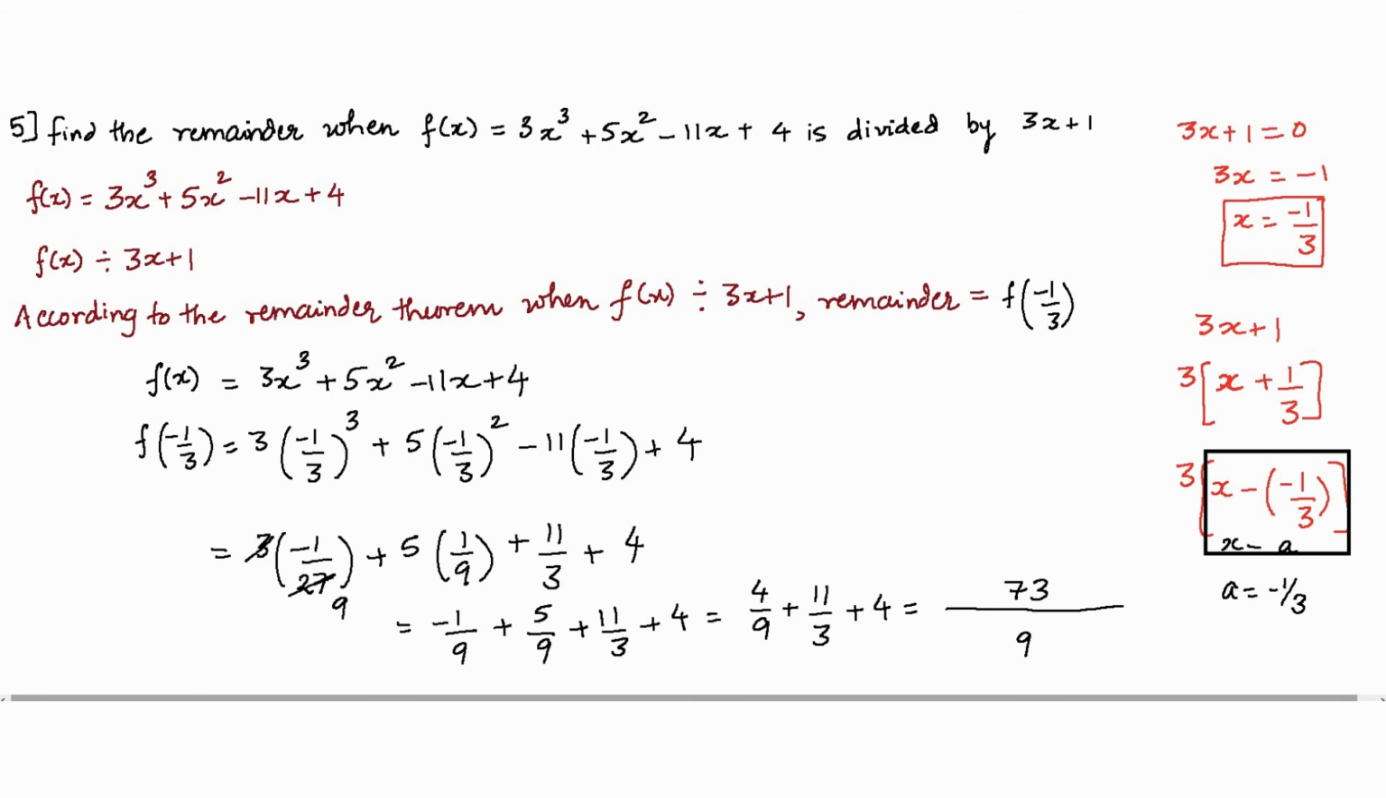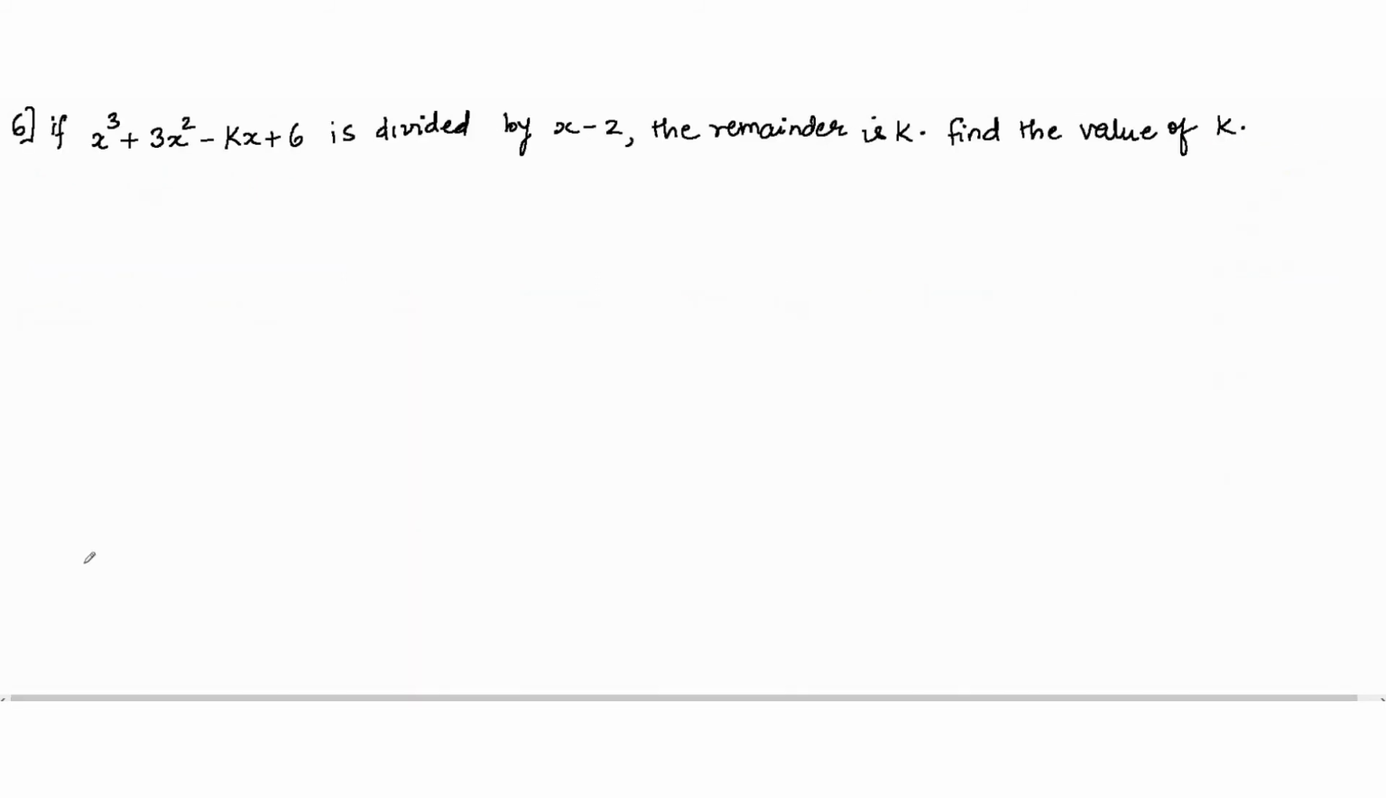Let us consider this question now. If x cube plus 3x square minus kx plus 6 is divided by x minus 2, the remainder is k. Find the value of k. So let's see what is given to us now. The dividend is given. So f of x is x cube plus 3x square minus kx plus 6, and this dividend f of x is divided by x minus 2.